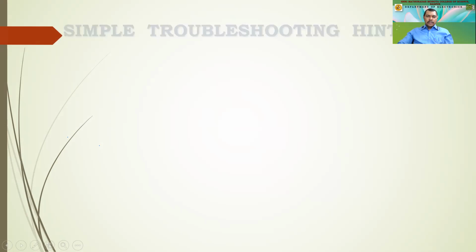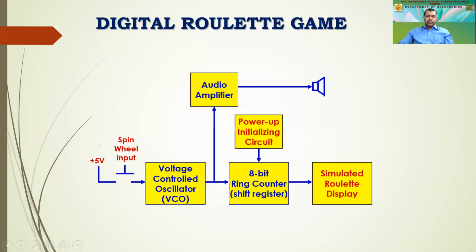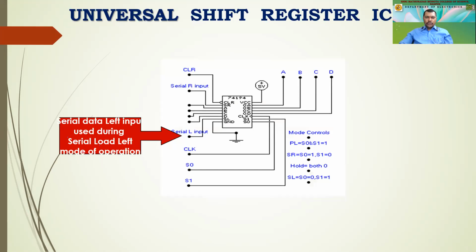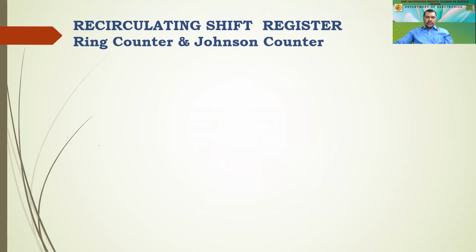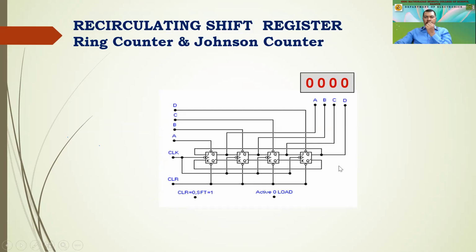Okay, and then yeah, so simple troubleshooting we are having. But before going to that, I guess we can have a look at this ring counter. So this is the ring counter that we have. And here you are able to see that the output of the last flip-flop D is connected to the J of the first flip-flop.